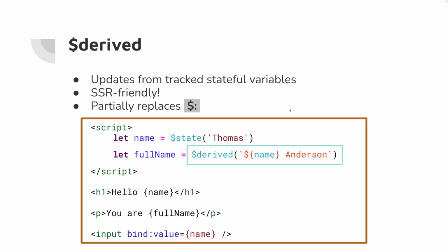Next is derived. Derived updates from tracked stateful variables. It is SSR friendly because this will run when you server-side render your component, and it partially replaces the current $: labeled syntax. So in this highlighted example, we have name at the top, and then full name is a derived state that depends on the name variable and does other things to it. So you are full name, this paragraph below will render Thomas Anderson from a certain movie that you might know.